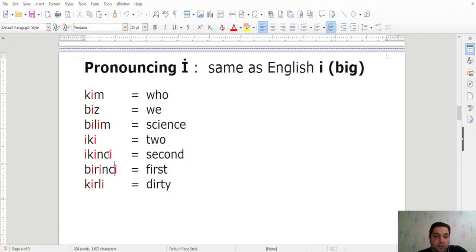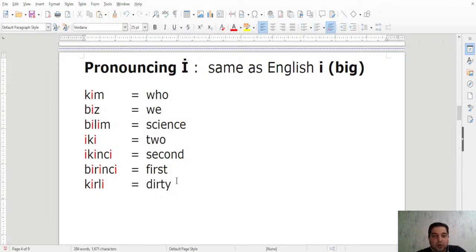And you also see the letter C here, two letters C here, right? İkinci, birinci. And we also have the example kirli. Kirli means dirty. Okay, kirli. Kir means dirt. Kirli means dirty.